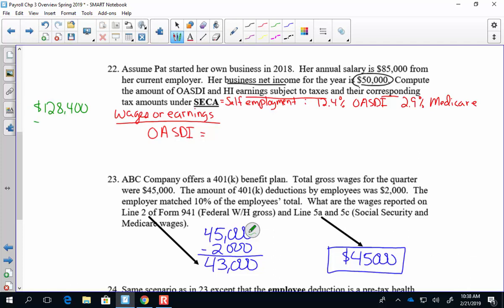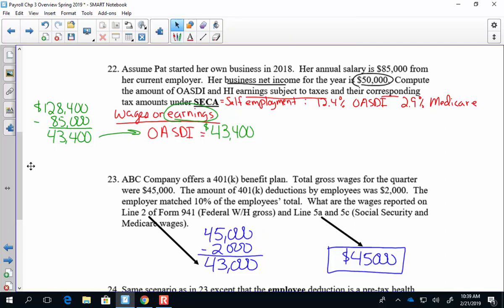Pat already earned in wages $85,000. So for self-employment tax then, when she files her business income for the year, the difference between the wage cap and the $85,000 she's already paid in under her employer, right, which is $43,400, is subject to the OASDI tax. So on your test, you'll be asked for the earnings, right, subject to the tax for OASDI, and the earnings subject to the tax for Medicare.